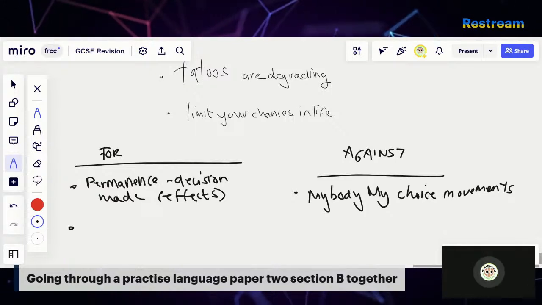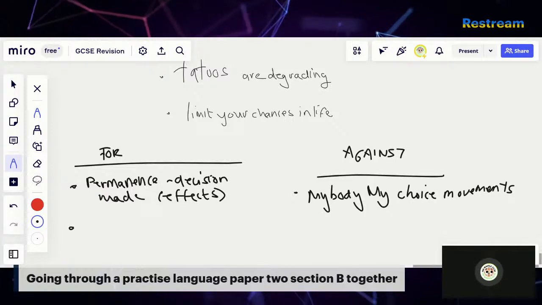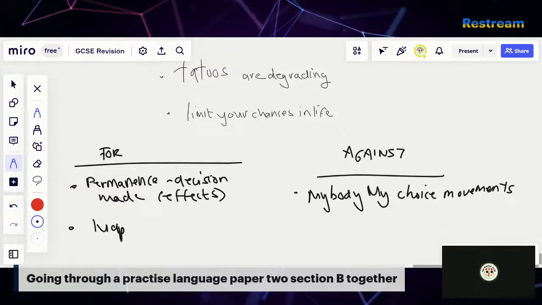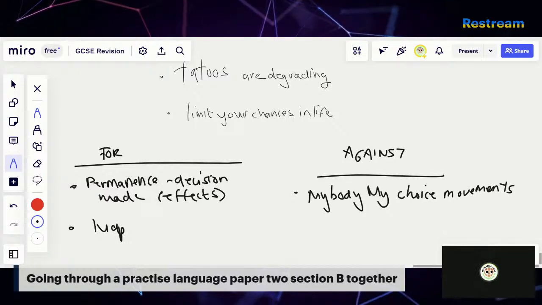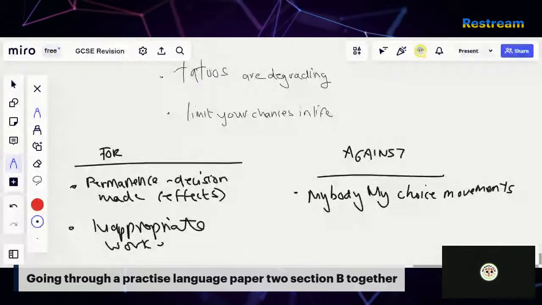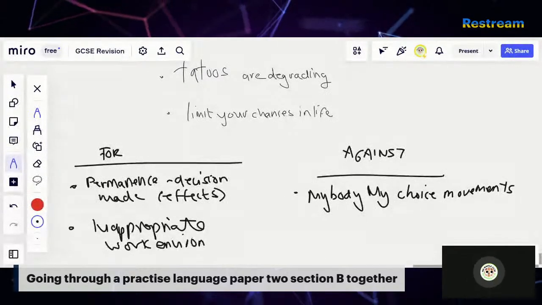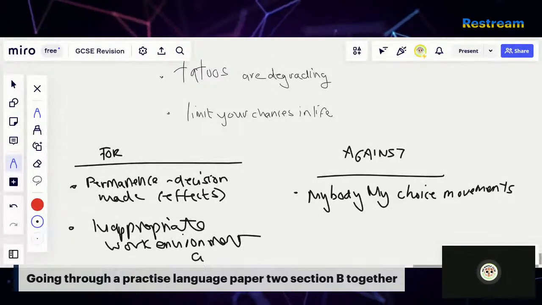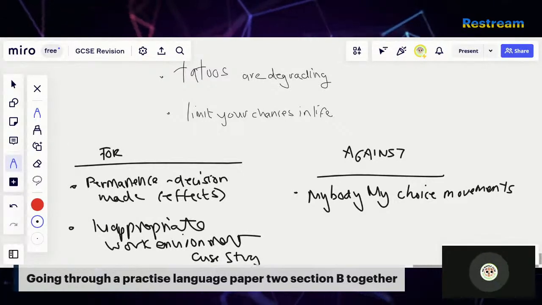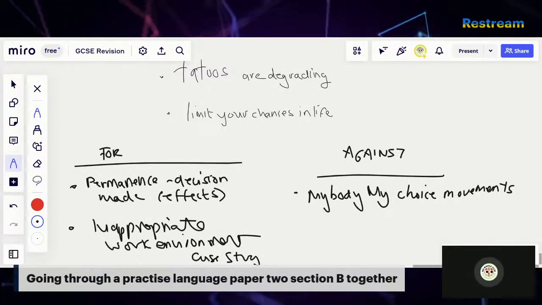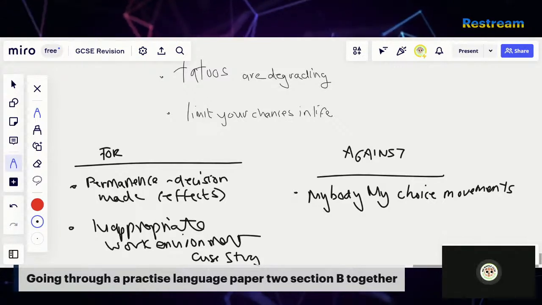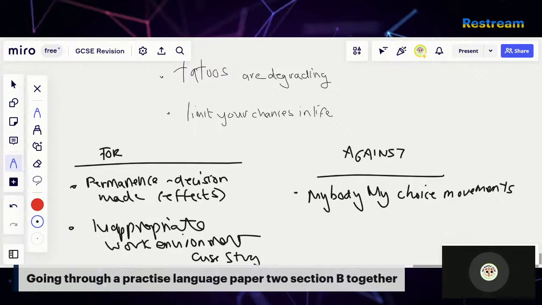In terms of the for, you can say that the fact that they may be inappropriate for the work environment. And you can give a case study. That's a really good use as well. So a case study. Another good thing to use here is dialogue as well. Introducing dialogue into your response definitely opens it up and makes it less of your opinion and more of different people's. And definitely consider who you're directing this towards.